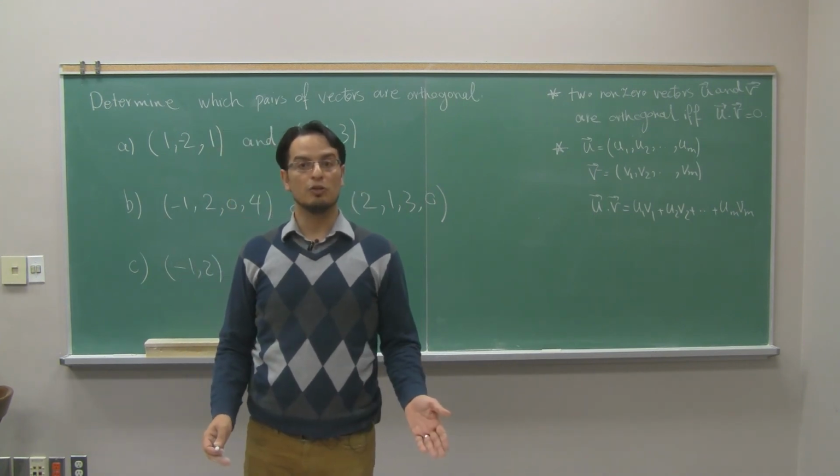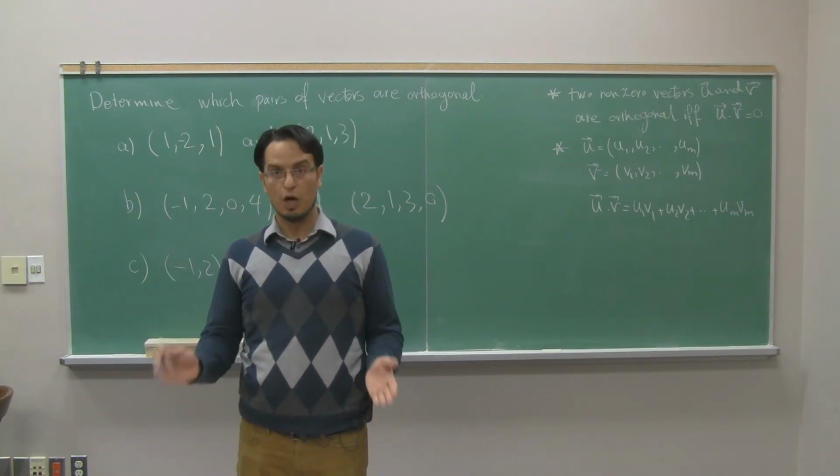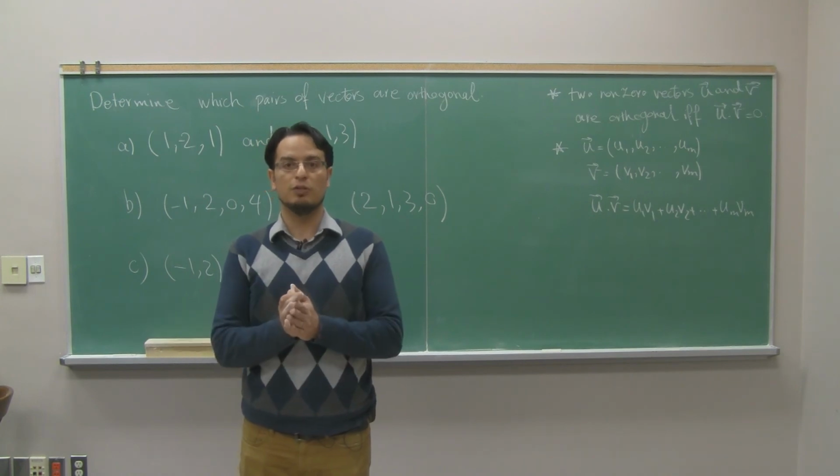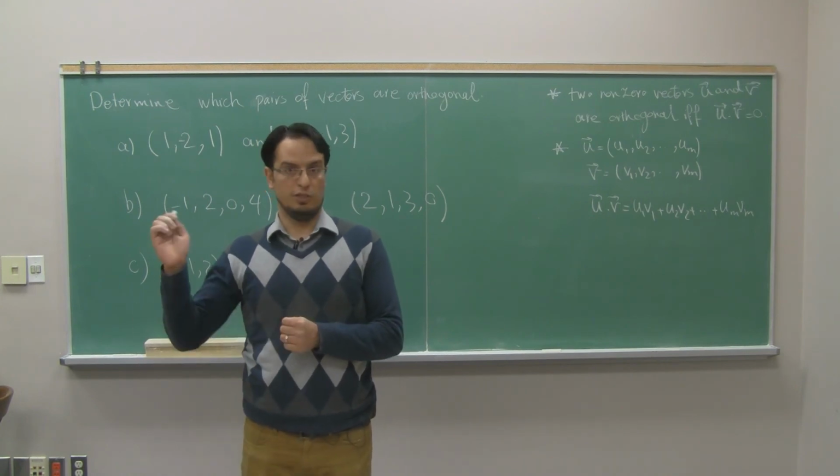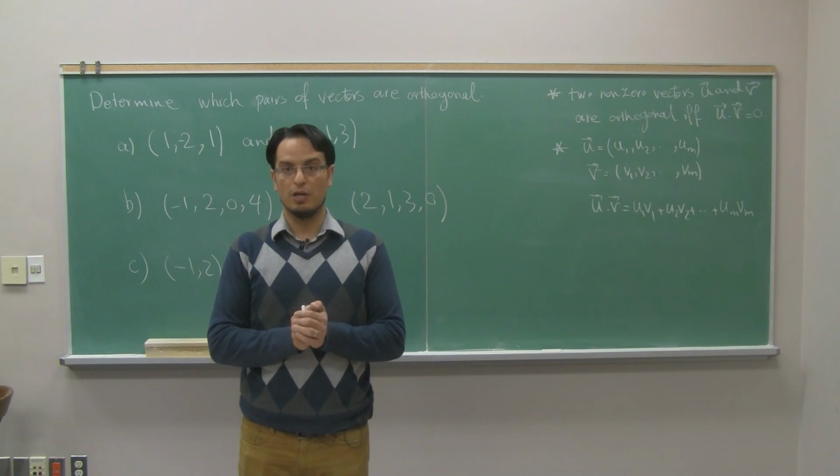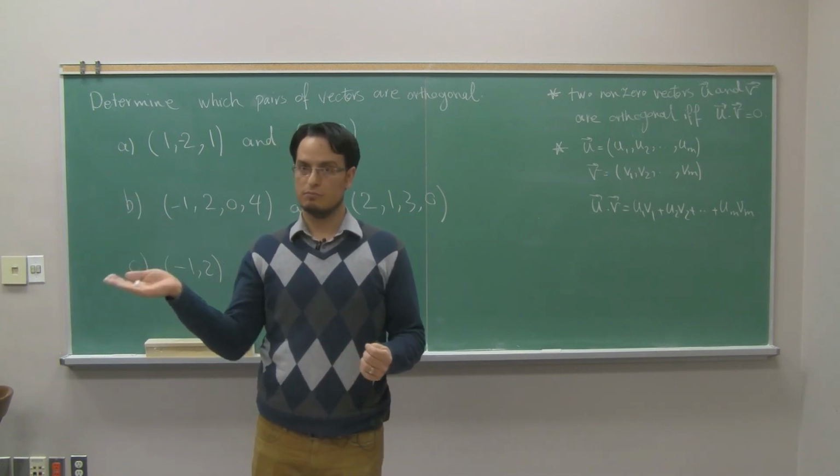And then to check orthogonality, you have to dot two given vectors. If it is 0, they're orthogonal. If it is not, they're not.